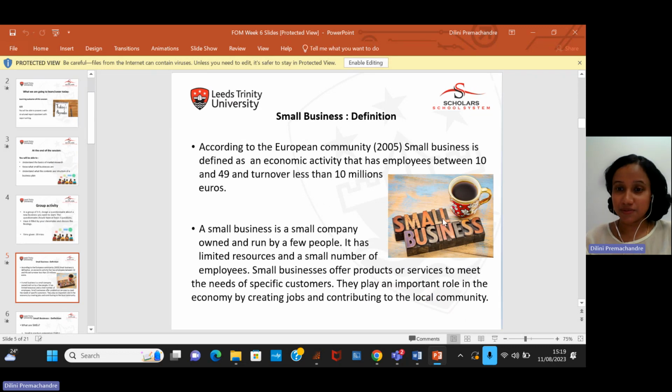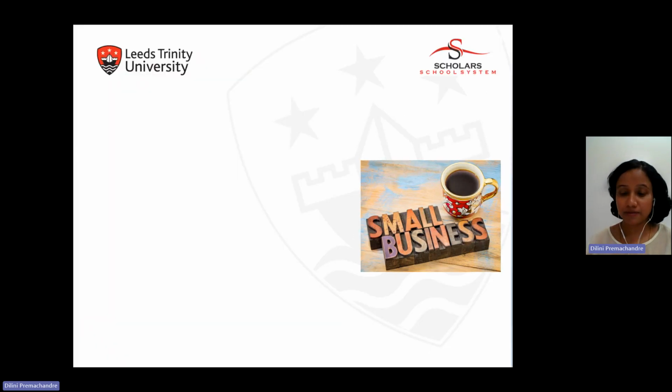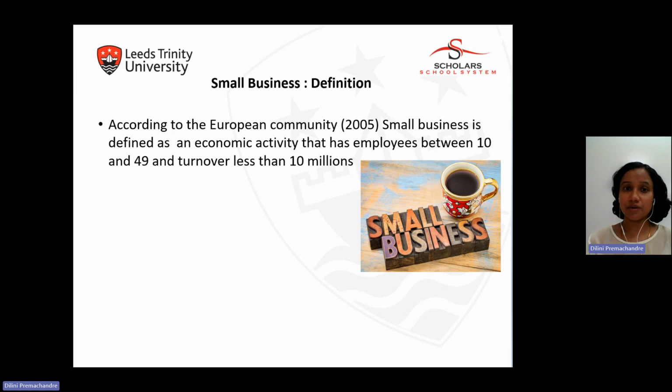Yeah, so first we will see what is a small business. So in terms of the scale of a business, we can divide the business as micro business, small business, and medium scale enterprises. So first we will see what is a small business. According to the European community, small businesses have been defined as an economic activity that has employees between 10 to 49, and turnover should be less than 10 millions.